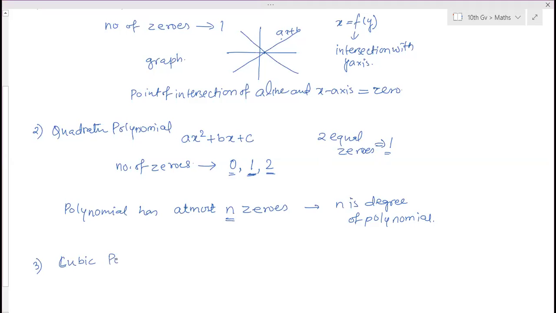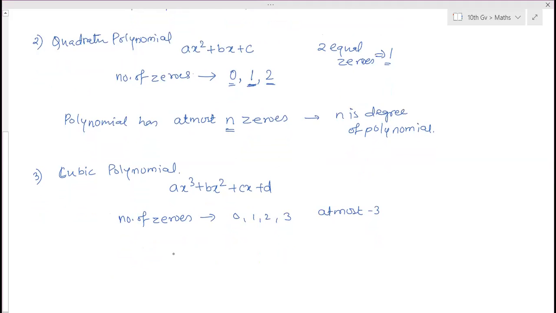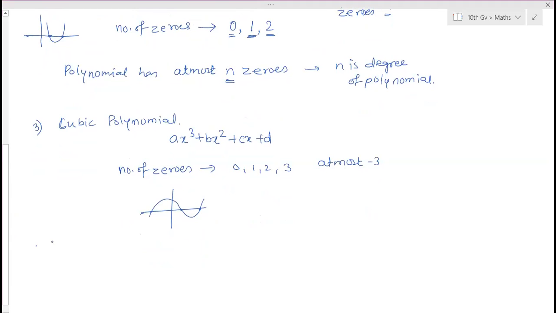Cubic polynomial. The general form is ax cube plus bx square plus cx plus d. The number of zeros: 3. So 0, 1, 2, 3, at most 3. The graph will be a curve. For 1, 2, or 3 zeros, the graph will be a curve like this. So these are the zeros. Then after that it is degree 4, 5. Depending on the intersections with the x-axis, you will get to know.